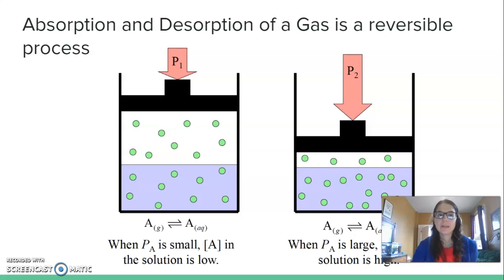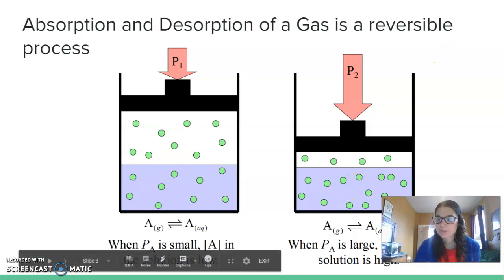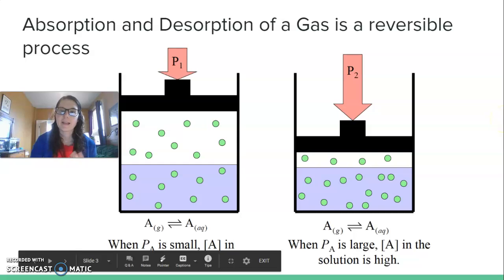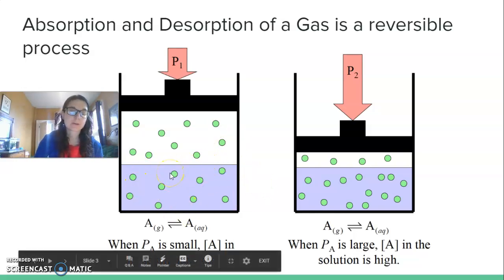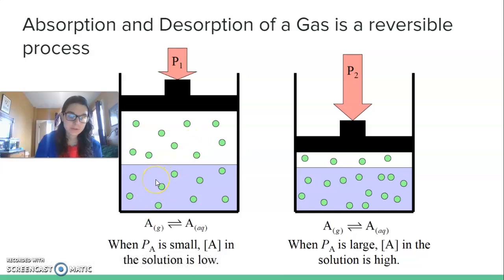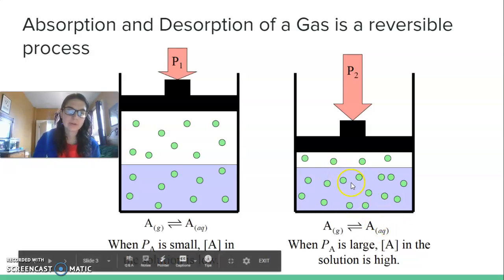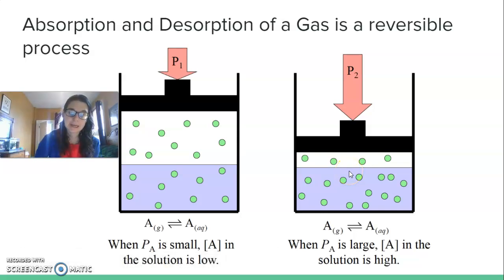There is also the absorption and desorption, which is the opposite of absorption, of a gas, and this is also a reversible process. So going from the first image to the second image, right here the gas particles are at equilibrium, so as many gas particles as possible are dissolved in the solution. But if we apply pressure, we can basically force more gas molecules into that solution by increasing that pressure, so the solubility of the gas increased.